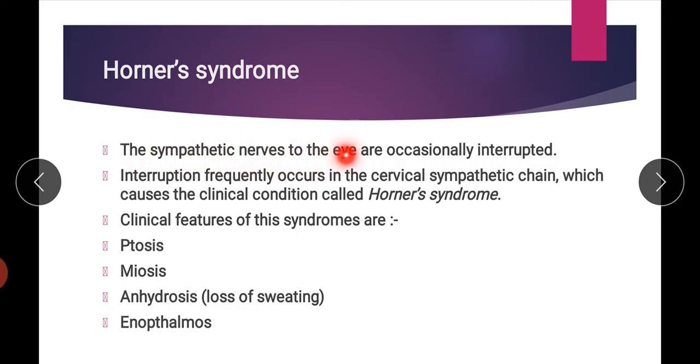The sympathetic nerves to the eye are occasionally interrupted or damaged. So damage to the sympathetic nerve to the eye leads to Horner syndrome. The interruption frequently occurs in the cervical sympathetic chain, which causes the clinical condition called Horner syndrome. And clinical features of the syndrome are ptosis, it means drooping of upper eyelid; miosis, it means constriction of pupil; anhidrosis, it means loss of sweating; and enophthalmos, it means the size of eyeball decreases.